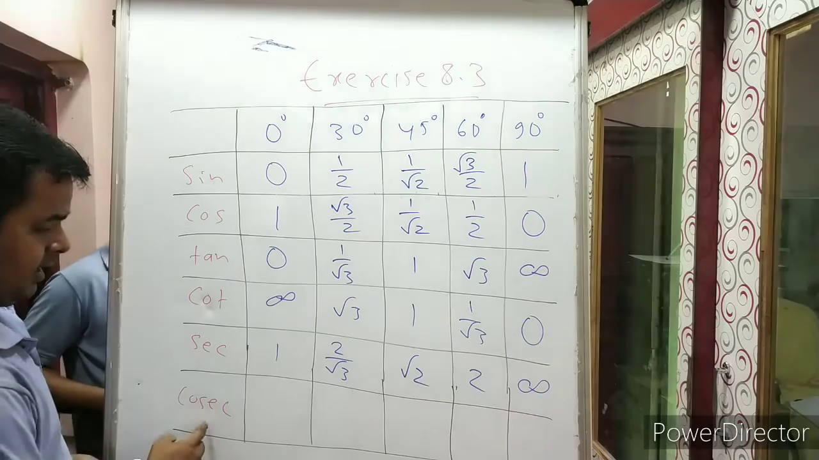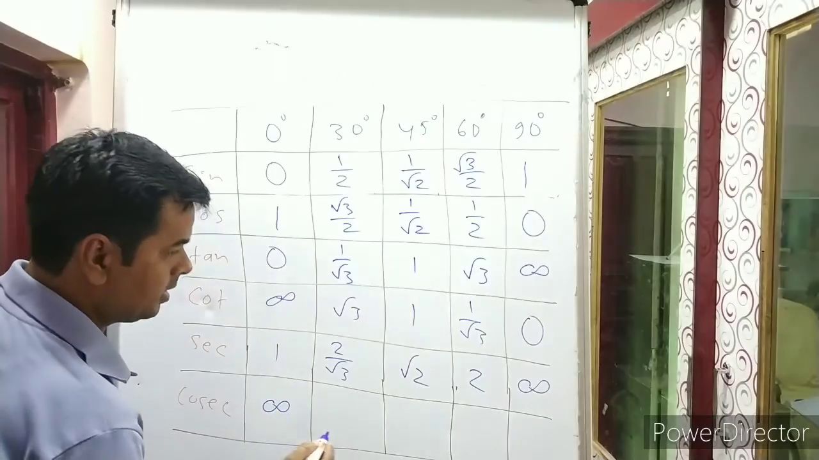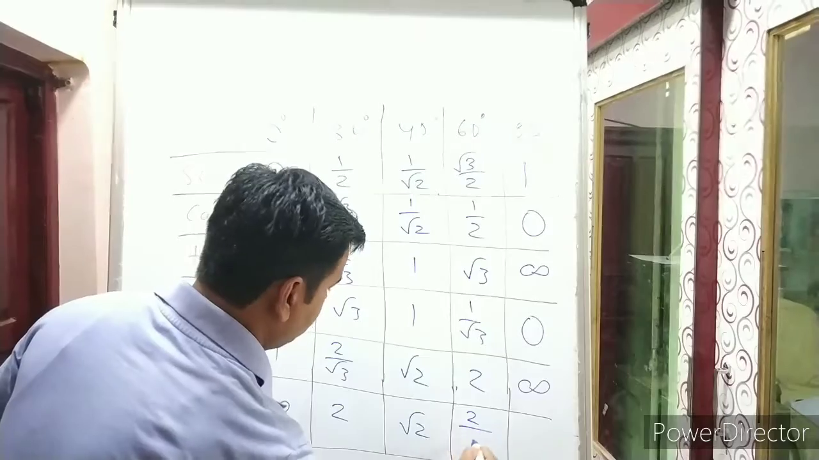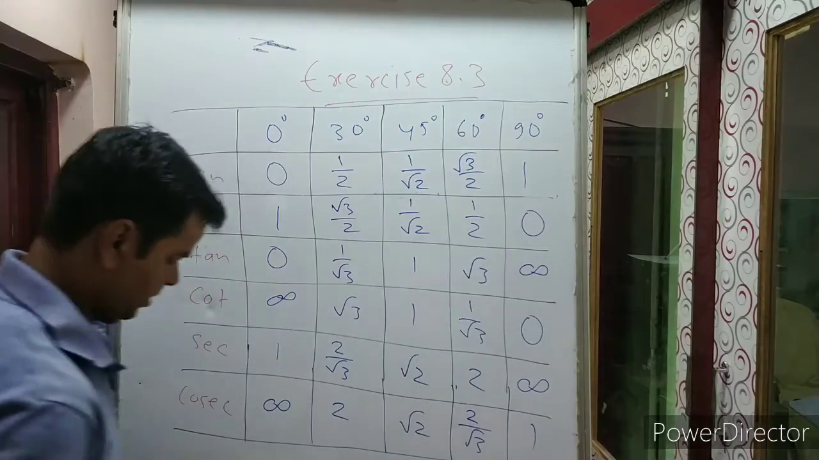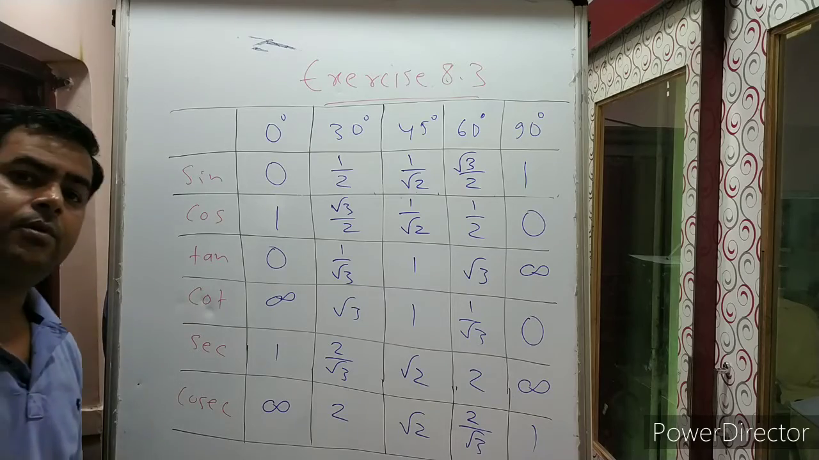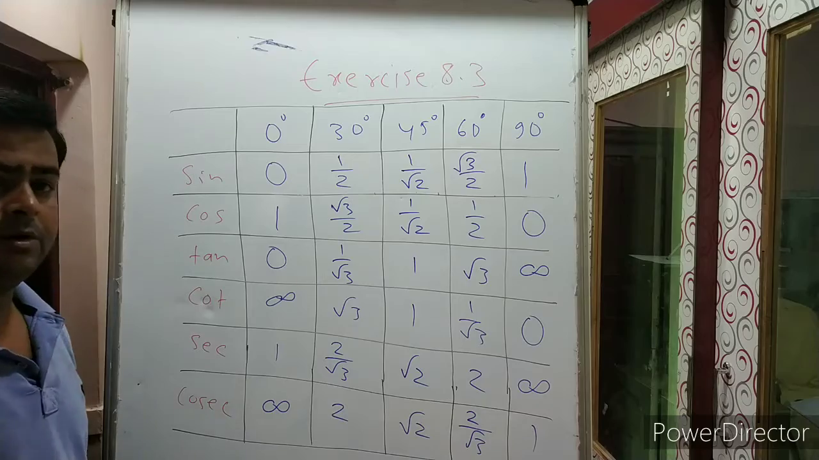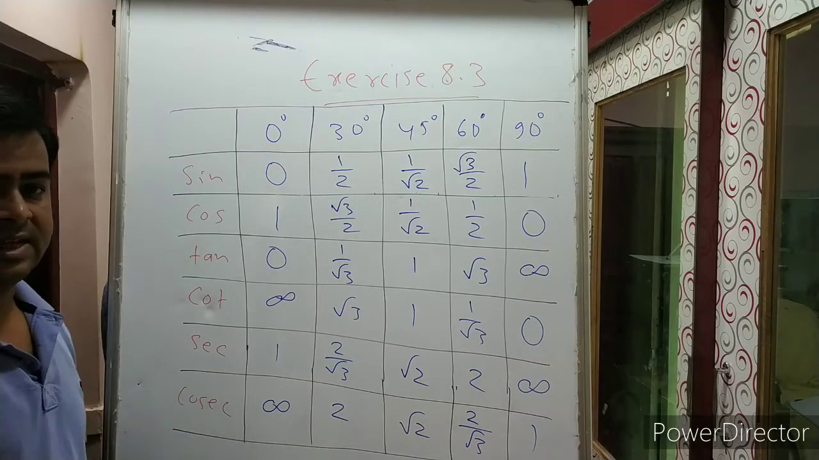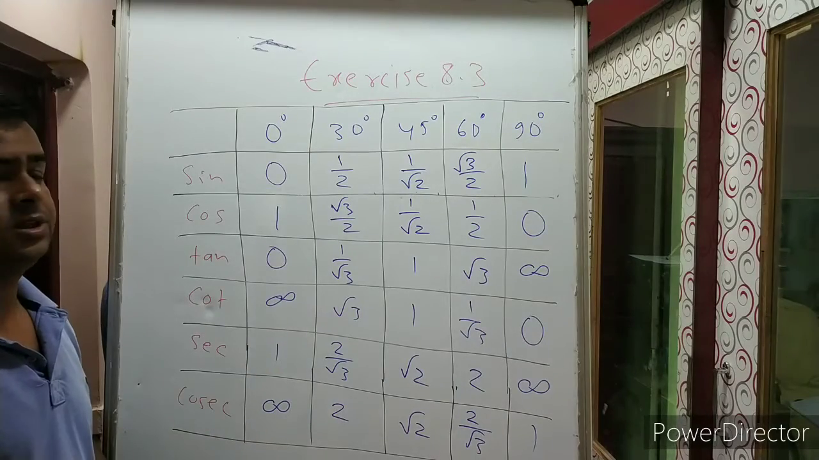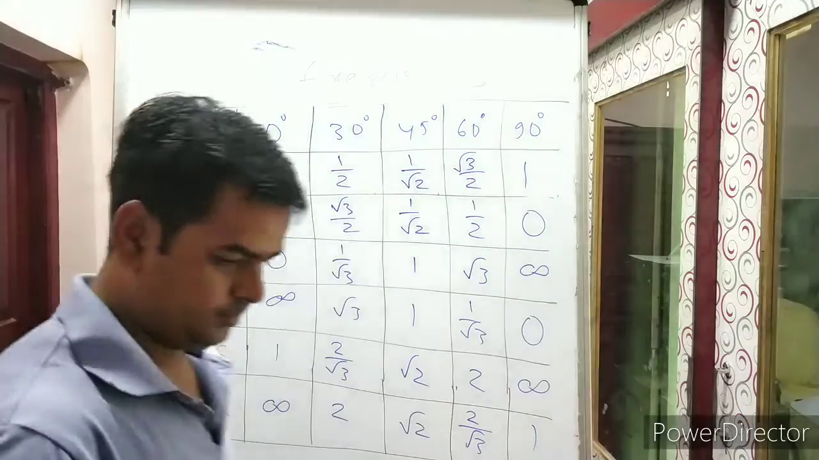In the case of cosec, you just need to write in reverse order: infinite, 2, root 2, 2 upon root 3 and 1. This is your value chart. Try a few times and you will be able to master this. Once you master this, you will be able to solve all the questions of this exercise. In the next video, I will solve a few questions of exercise 8.3. Bye for now.